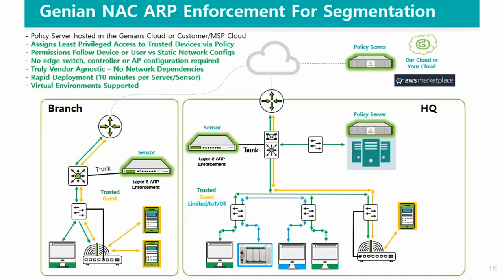Genian can also be configured to provide logical segmentation on any network. This allows network administrators to assign least privilege access to trusted devices, which is part of the Zero Trust model and a best practice. This can be achieved without any complex network integrations. The permissions will follow the device or the user, which is much easier to manage than static network configurations.